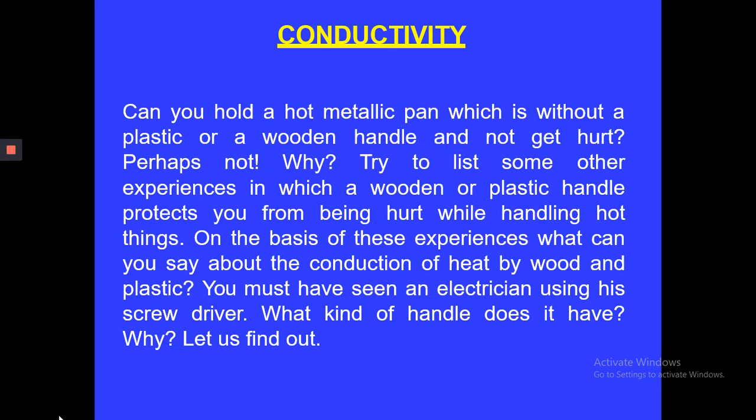That's why electricians use a screwdriver whose handle is made of plastic. Why? Because plastic is an insulator.